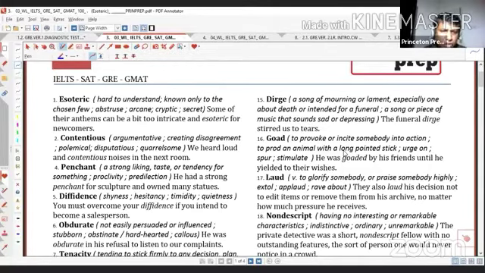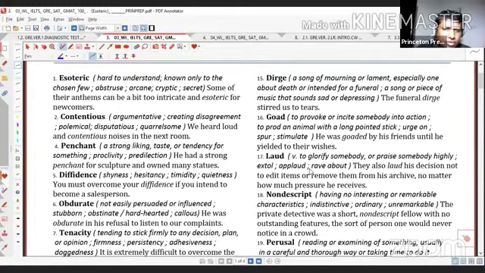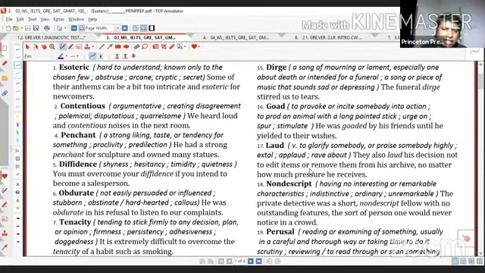words. What about contentious? Contentious is argumentative, creating disagreement, polemical, disputatious, and quarrelsome. We heard loud and contentious noises in the next room. Contentious is argumentative, creating lots of noise.